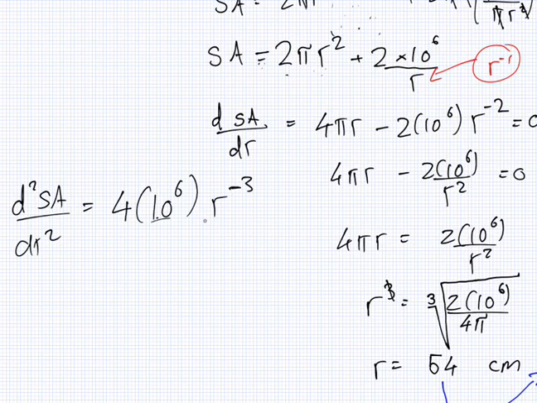Well, I won't even bother to put in the R because I can see no matter what the value of R, this here will be positive. Of course, because R will be positive since it's a radius. So I know that this is positive. If you want, you can put the R in here and you will get a positive. If the second derivative is positive, then it is a minimum. So this is the best size tank. It uses the minimum amount of metal, but we made sure it holds 1,000 liters.